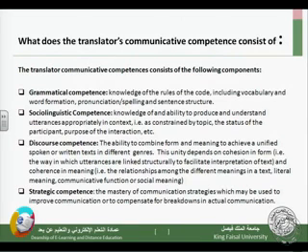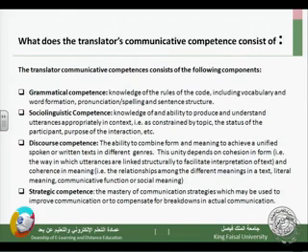Now, in addition to grammatical competence, you need to have sociolinguistic competence. It means knowledge of and ability to produce and understand utterances appropriately in context. You have to understand the context of the utterance or the context of the message. This is a sociolinguistic aspect of your competence.